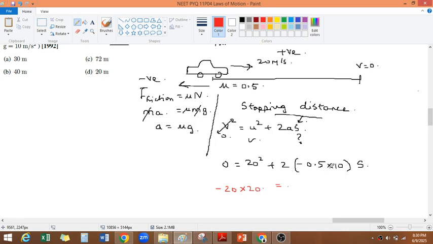So this will become 5. So 5 into 2, it will become 10. So minus 10 into... yes, so this minus minus cancels, 0 0 cancels. So 2 into 20 will be 40. So in 40 meters it will come to a stop.